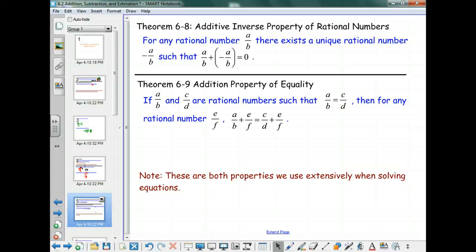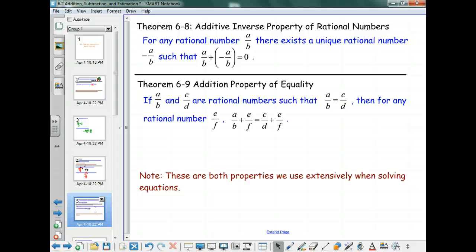So we're saying if we have a number a over b, then there exists a number negative a over b, so when we add them together, we get 0. For every fraction, or whole number, or natural number, there's the negation of it. When you add them together, you get 0.